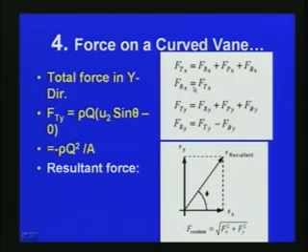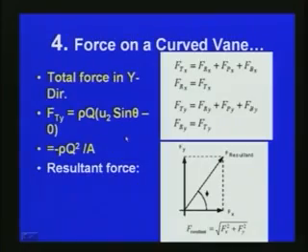So FRx, the resultant force, is equal to FTx. And with respect to the y direction, FRy is equal to FTy minus FBy. The resultant force we can find out: resultant is equal to the square root of Fx square plus Fy square. So this gives the resultant force on the curved vane.